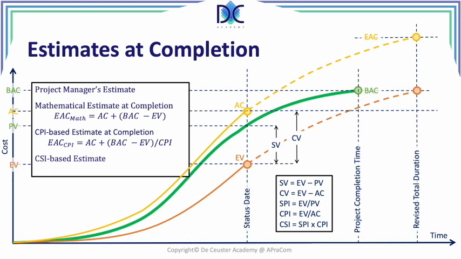And then we have the CSI-based estimate. Now we say that the future performance will be equal to the CSI or the SPI multiplied by the CPI. This is clearly a higher value, and we also refer to this as the pessimistic value.